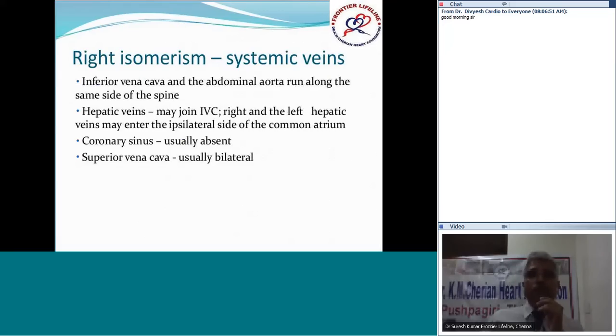And what happens to the systemic veins? Inferior vena cava and abdominal aorta, we said, run along the same side of the spine. The hepatic veins may join the inferior vena cava, but on the other hand, the right and left hepatic veins may enter the ipsilateral side of the common atrium. The coronary sinus is usually absent. Superior vena cava is usually bilateral, as we have shown in the previous CT image.